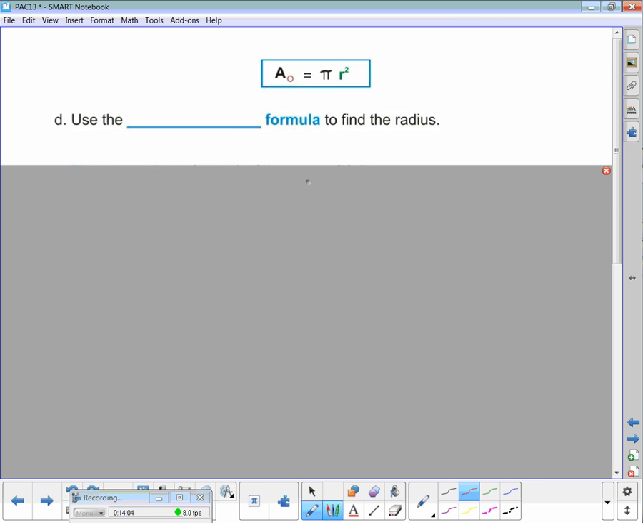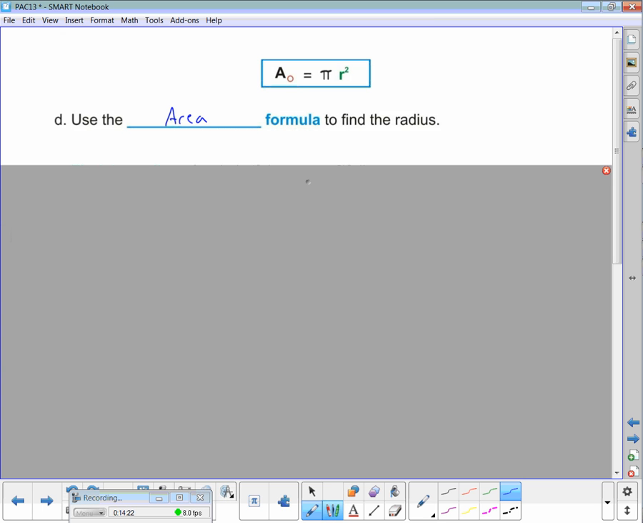All right, hey, what if you've got to come up with the radius? So remember, our area of a circle is pi r squared. And so we can use the area formula to find the radius.